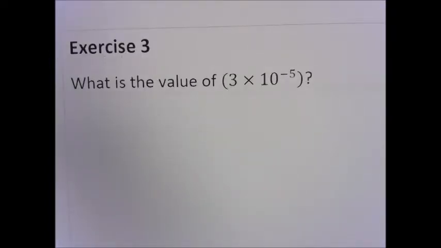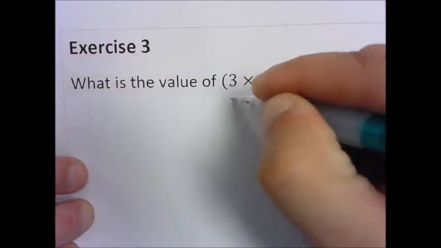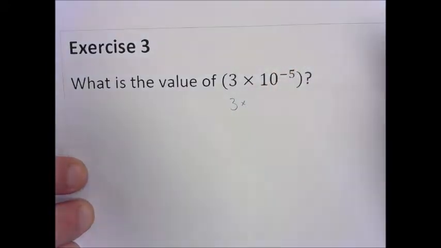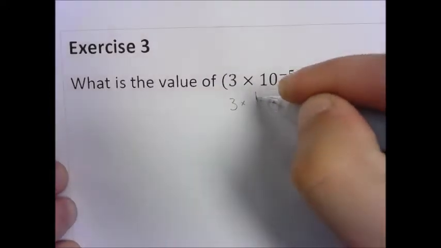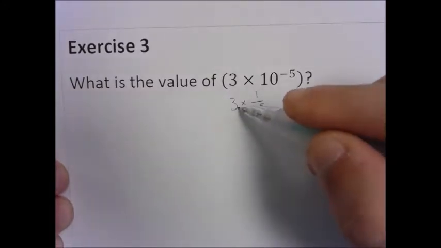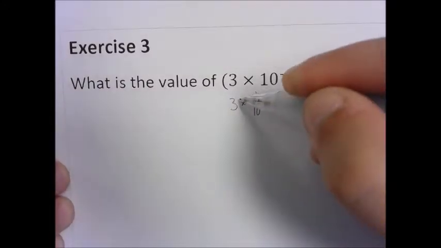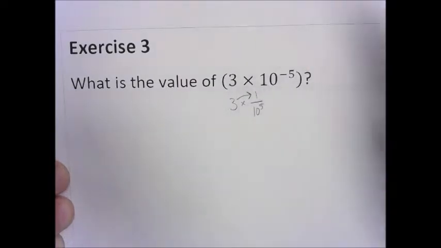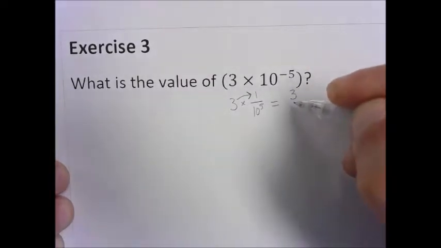Now on to exercise 3. What is the value of 3 times 10 to the negative fifth? Exactly the same thing that we just did in exercise 2. So we take this 3, just bring it straight down, and we multiply 10 to the negative fifth. All we do is change this to the reciprocal, 1 over 10 to the fifth. Now, we still have this 3 sitting on the outside that we can get rid of, so we multiply 3 times the numerator, 1. This will equal 3 over 10 to the fifth power.